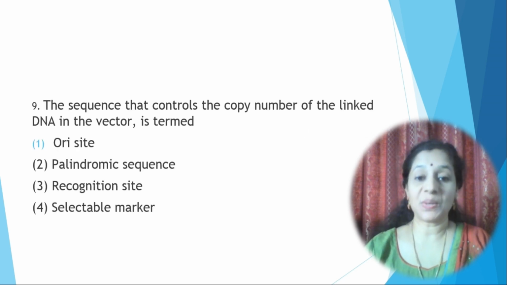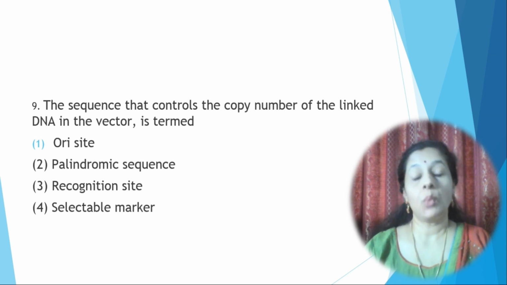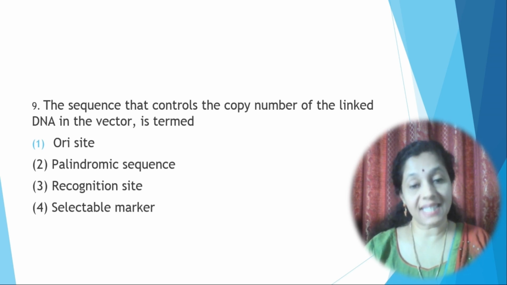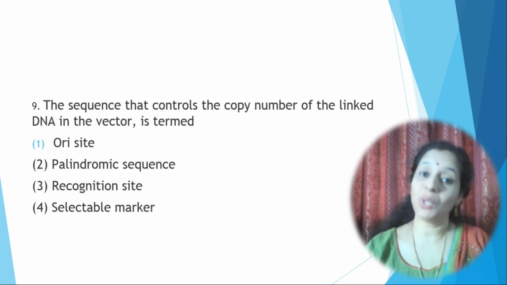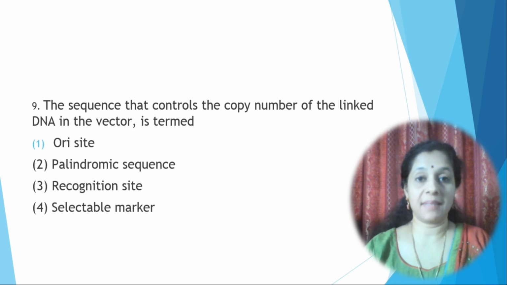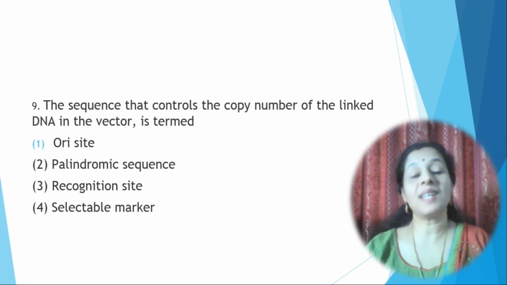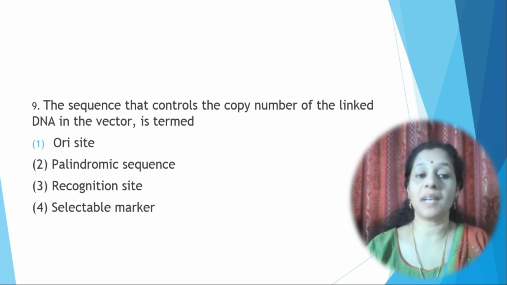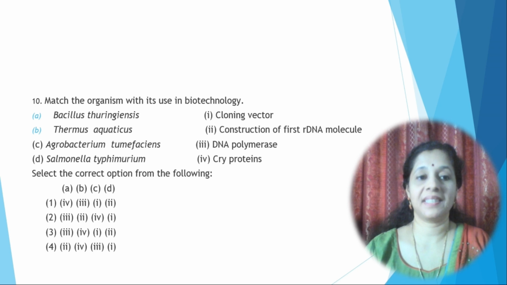The sequence that controls the copy number of the linked DNA in the vector is termed. When we learned about the characteristics of a plasmid vector or a good cloning vector, origin of replication is very important. And origin of replication or ORI site controls the copy number of the linked DNA. So option 1 is the correct answer.